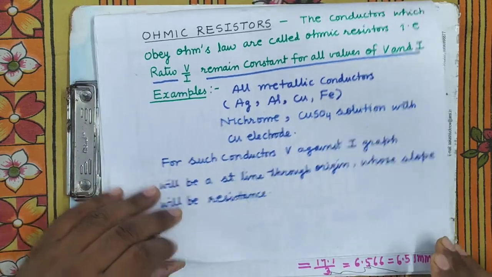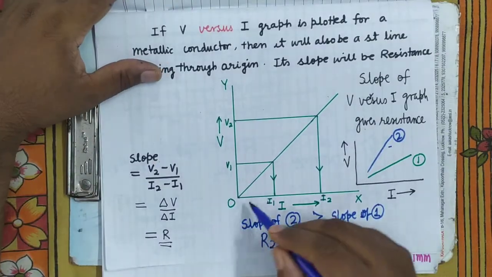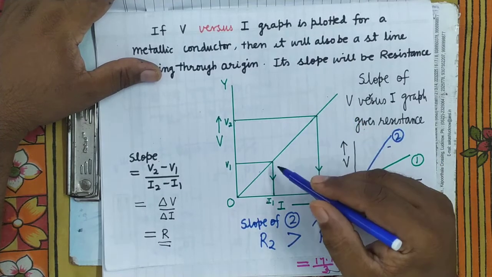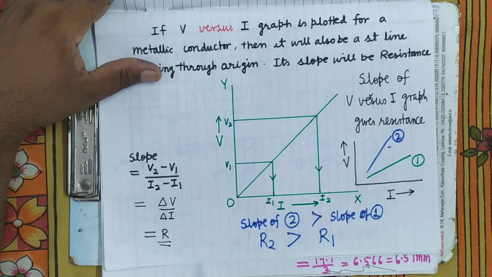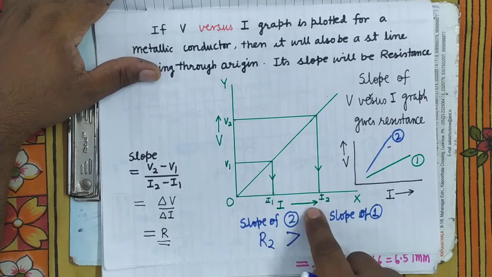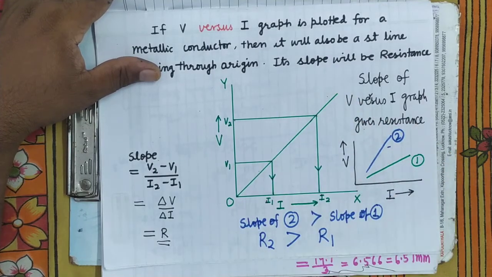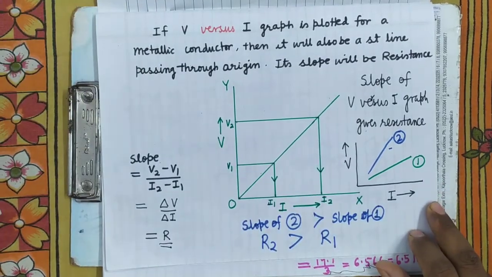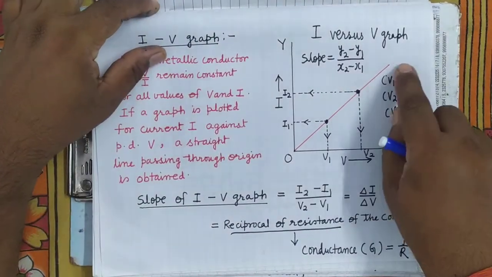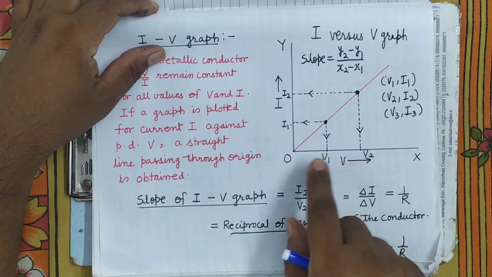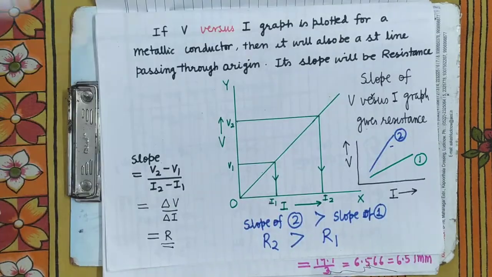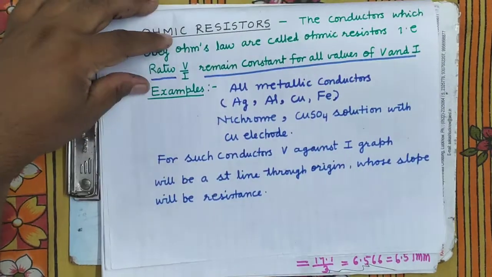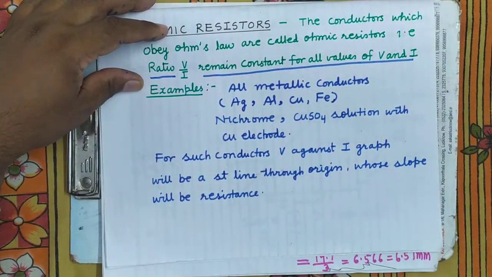And what will be the V versus I graph for such a conductor? It will be a straight line. Strictly, it will be a straight line passing through origin. Both conditions should be fulfilled. For ohmic conductors, the V versus I graph will be a straight line passing through origin. Is it clear? While if you see the I versus V graph, you will find that it will also be a straight line passing through origin. Meaning for ohmic conductors, this graph will always be a straight line.